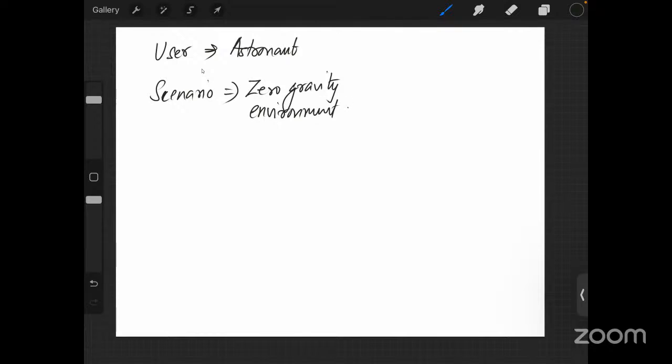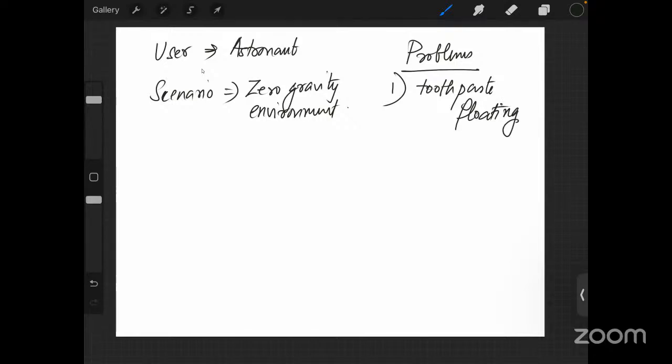Okay. Here it is pretty crucial because zero gravity means the toothpaste might fly here and there, or maybe float in the environment, right? So what you need to understand is one of the major problems. What are the problems that you could see over here? Toothpaste floating.